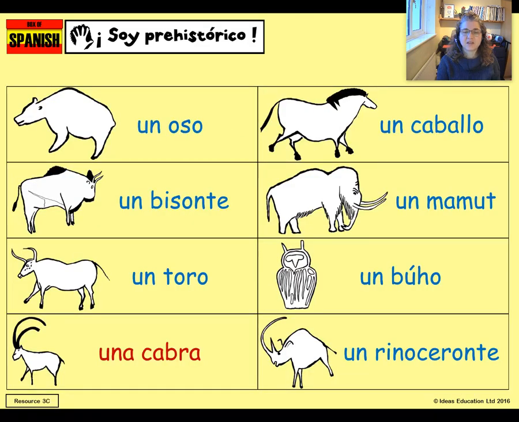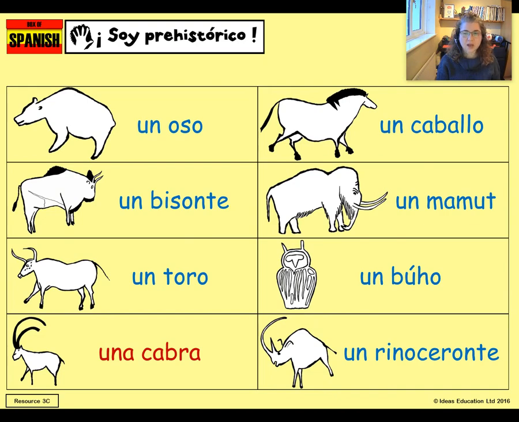And there's the 8 of them in our grid. Let's just have one more practice. Escuchad y repetid. Un oso, un bisonte, un toro, una cabra, un caballo, un mamut, un búho, un rinoceronte.